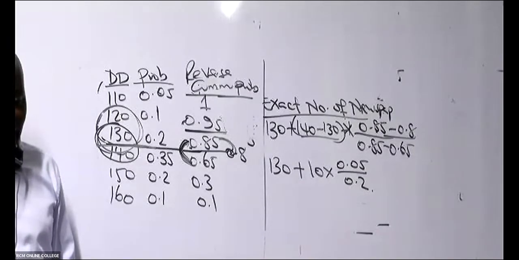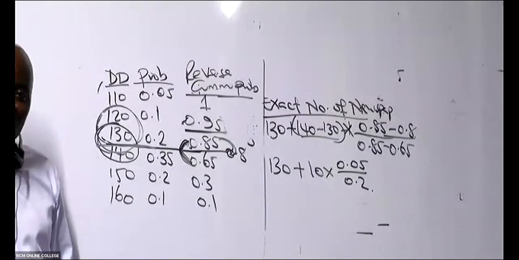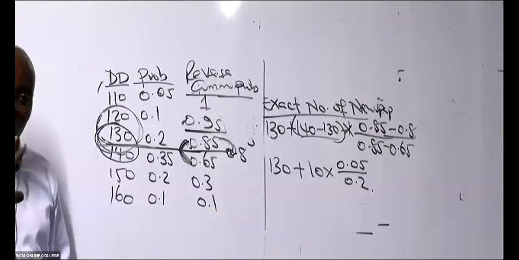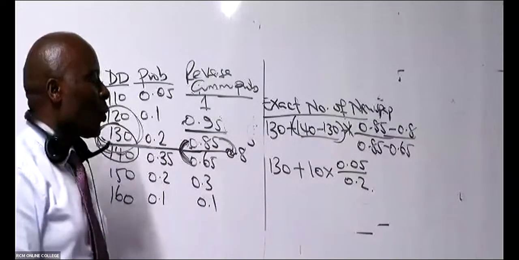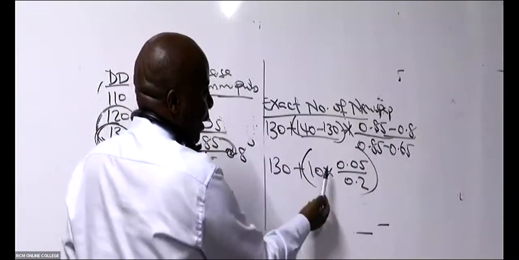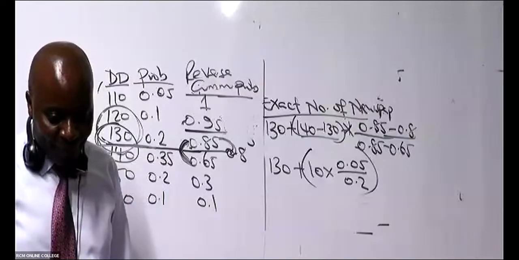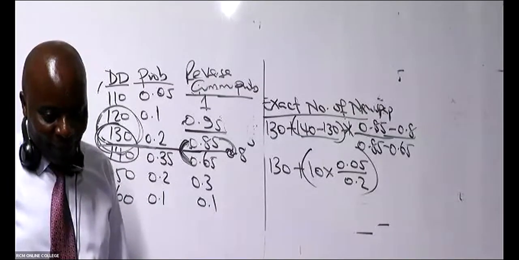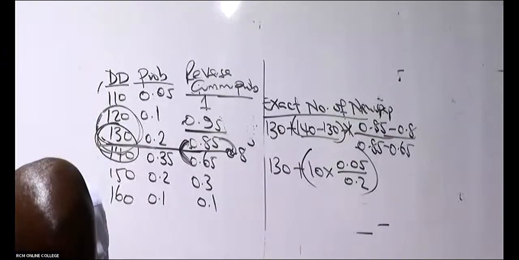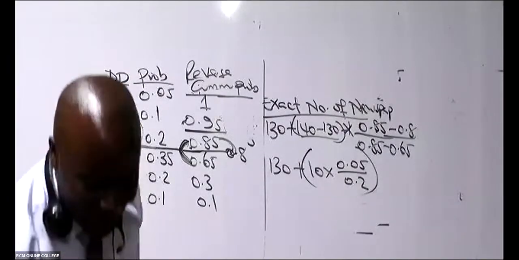This one, you will always remember it because of the reverse cumulative. But if you feel that the triangles are easier for you, because maybe you completed high school the other day or you have done a degree in mathematics, you are good to go. All those are our methods. When you reach here, always remember to take the multiplication first. 10 times 0.05 over 0.2, whatever answer we get, we add 130 to it. They have refused triangles. We shall overcome.